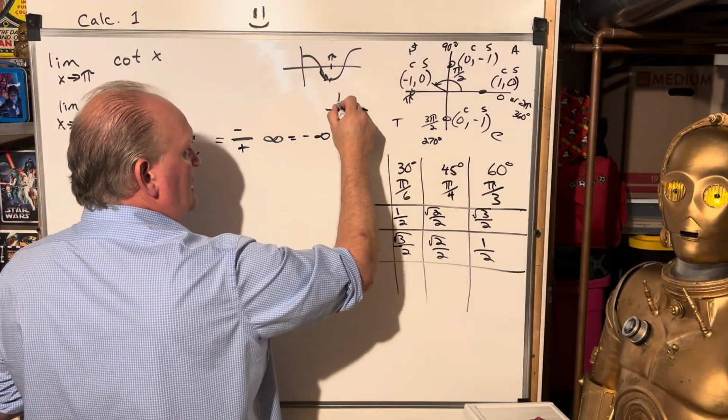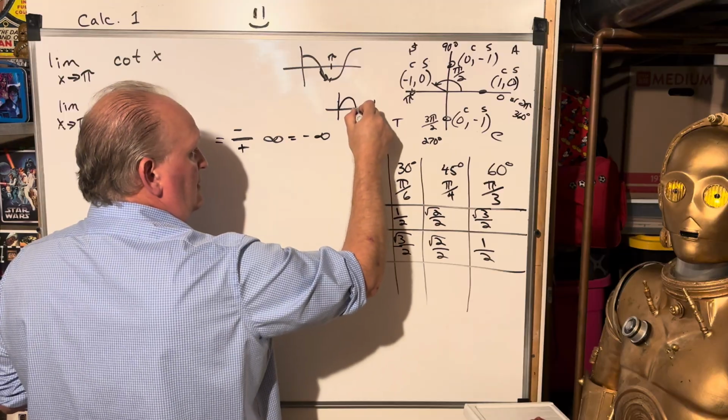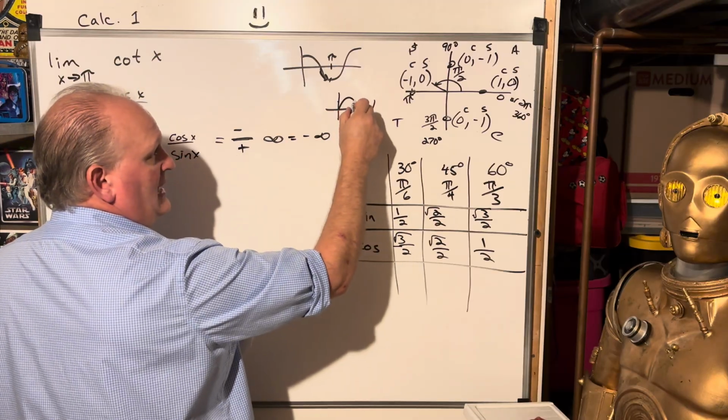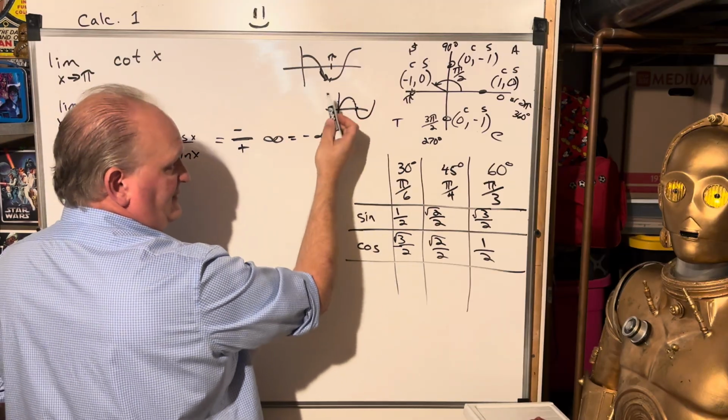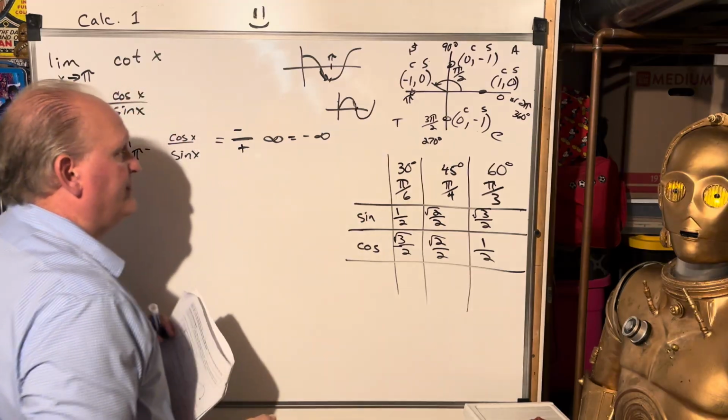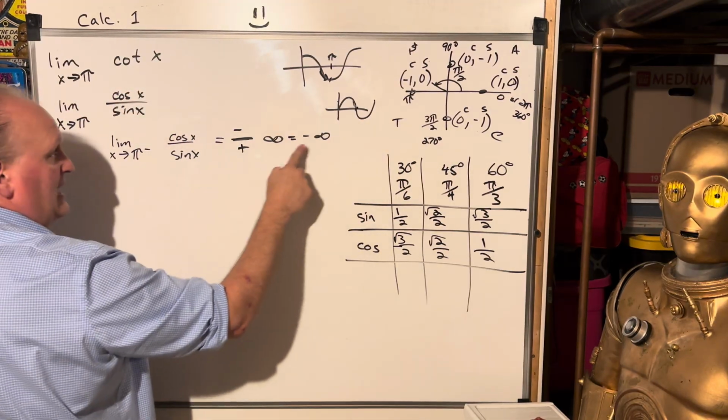Again, if we looked at the sine curve, from the left side, it's positive. All right? So that's negative infinity.